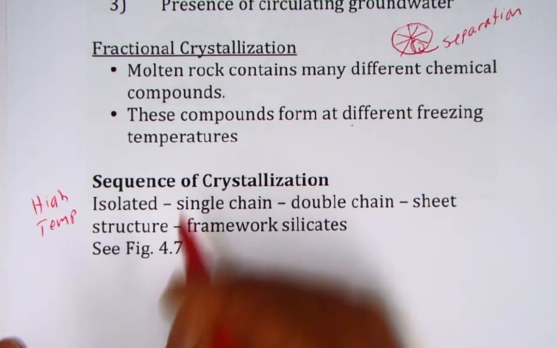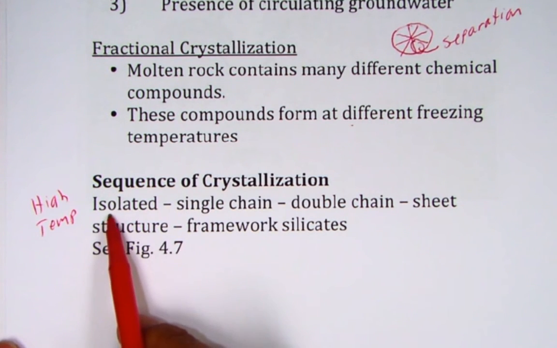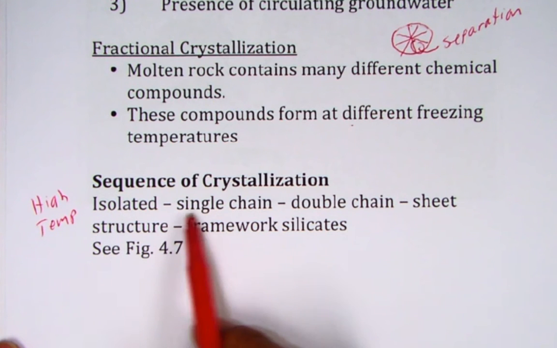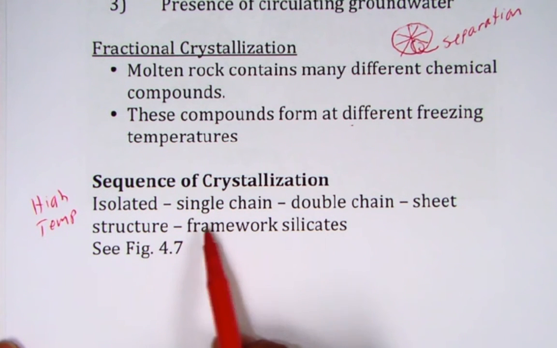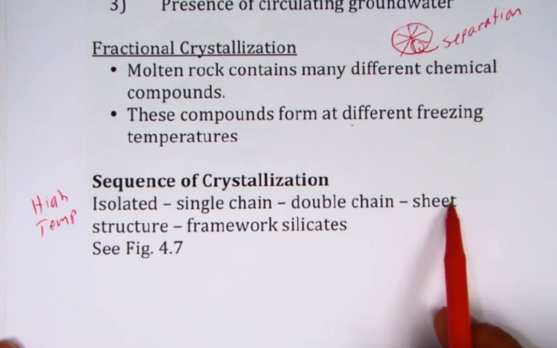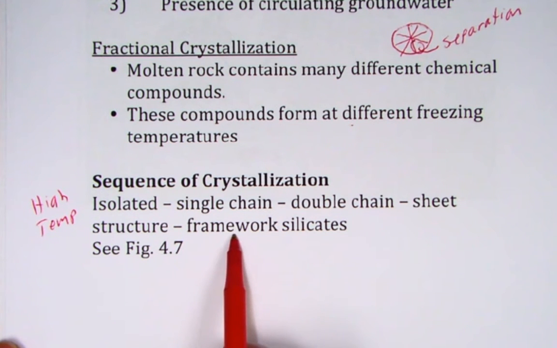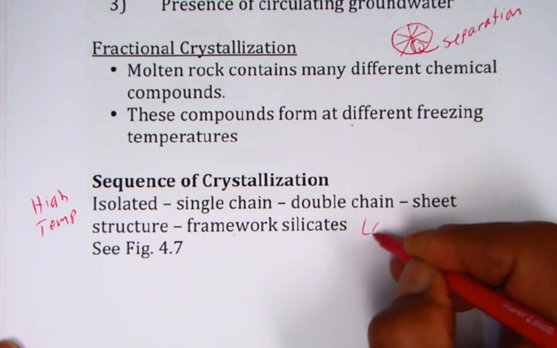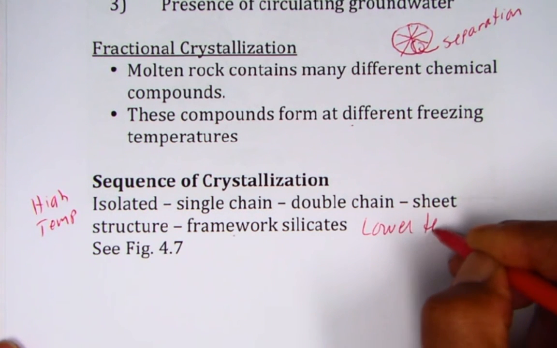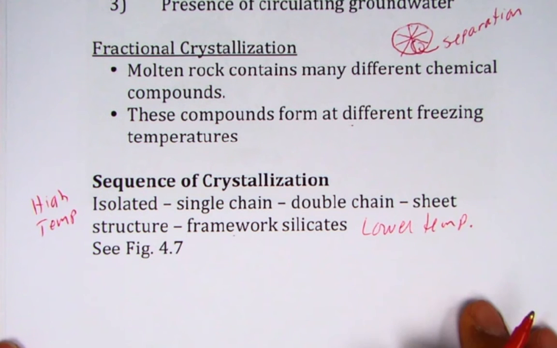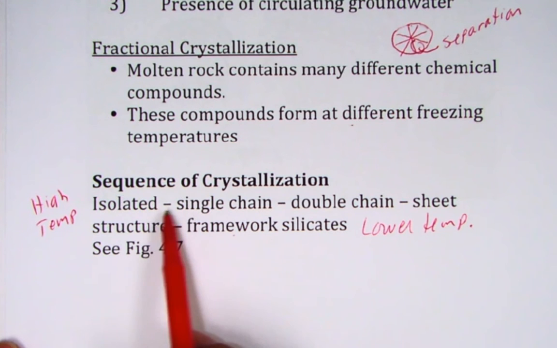So high temperatures, like olivine, right? Olivine is an isolated silicate structure that forms at high temperature. Then the pyroxenes, the single chains, then the hornblendes, then the micas, and then eventually you get to the framework silicates, which are the feldspars and the quartz, right? And so these would be usually at lower temperatures. The only one that doesn't really fit this sequence are the plagioclases, because plagioclases are forming at pretty high temperature.